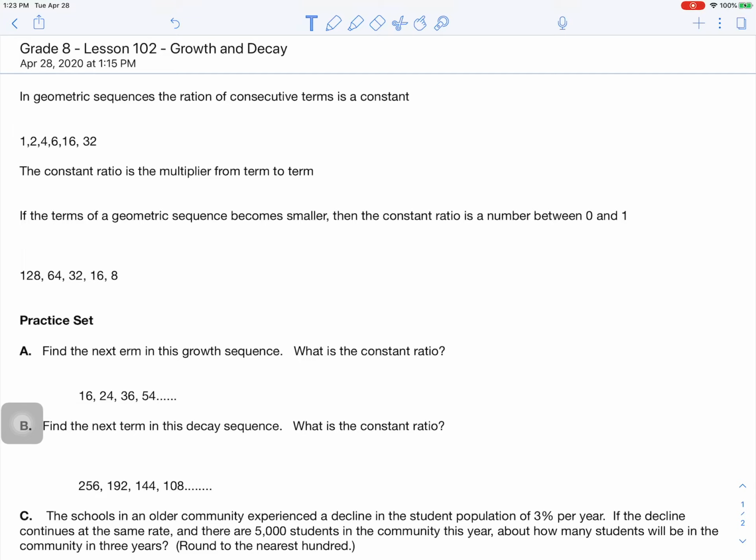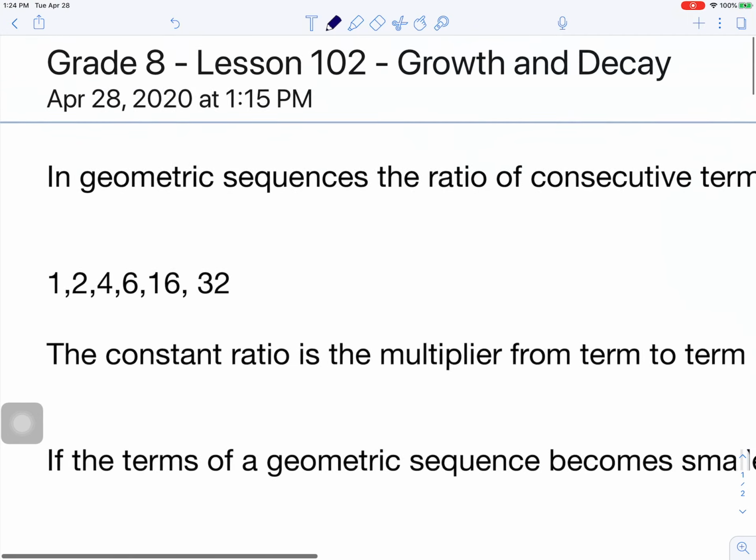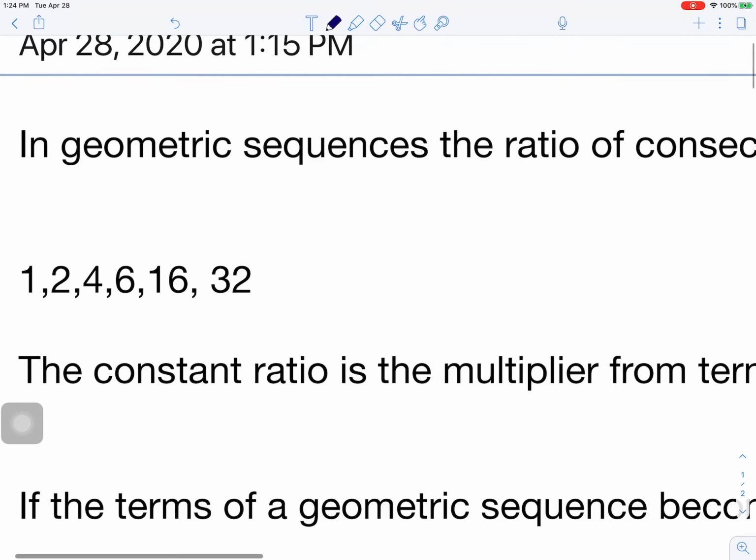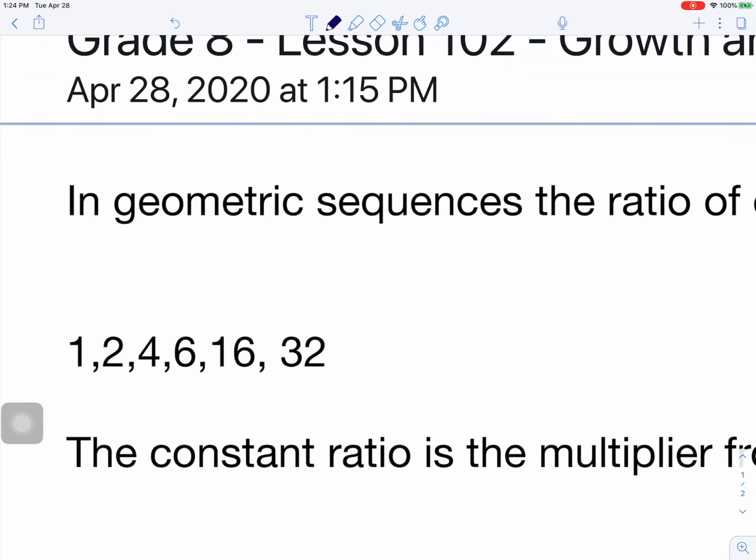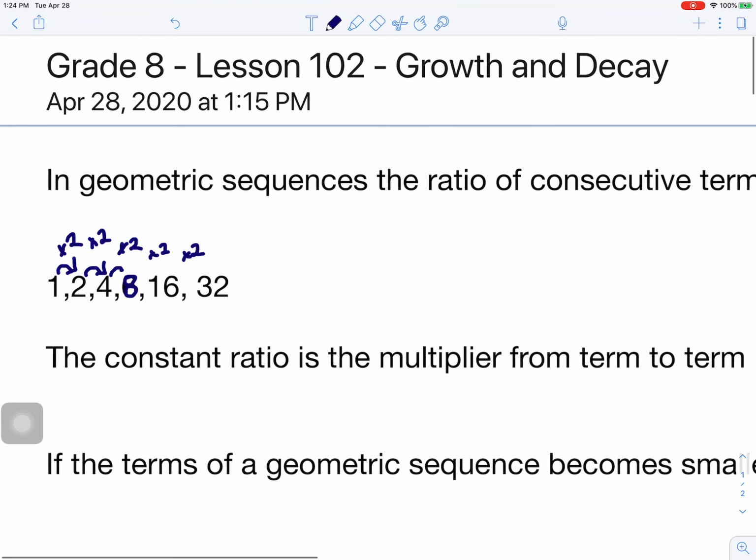Growth sequences grow, while decay sequences are going down. So if we look at this over here, we can see that in order to get from each number to the next number, we are multiplying by 2. And the same thing here. Oh, sorry, this is supposed to be an 8. We're multiplying by 2, and you can see that every time we multiply by 2, we grow.